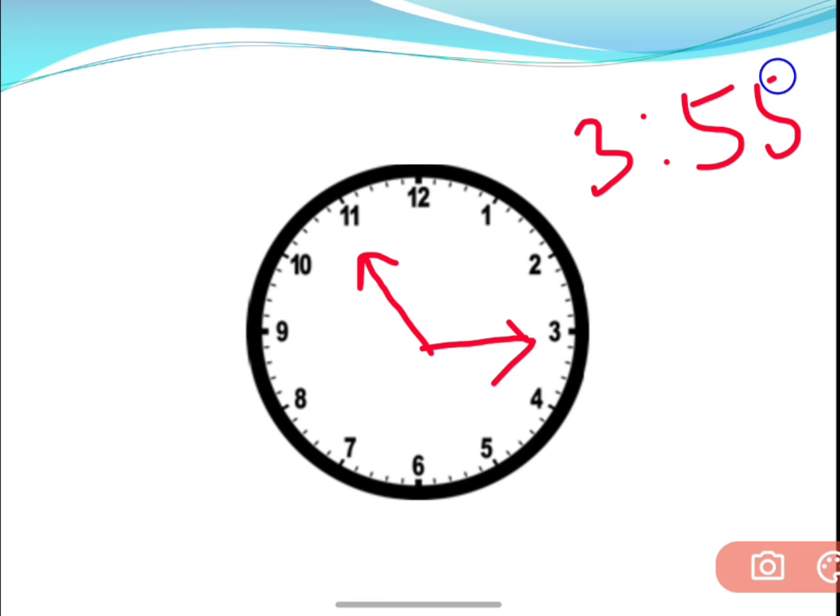The same thing, I can read it as 5 minutes to 4. If it crosses 5 minutes, then the longer hand will be pointing to 12 and the short hand will be pointing to 4, isn't it? That means 5 minutes are there to become 4. So 5 minutes to 4. So to become 4, there are 5 more minutes. 5 minutes to 4, okay, it is the same as 3:55.